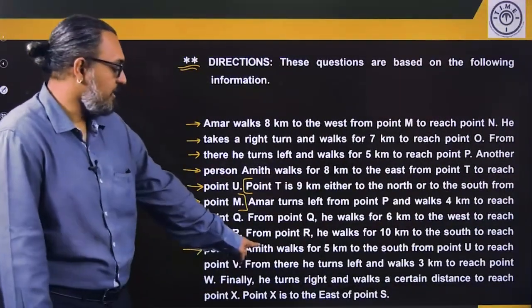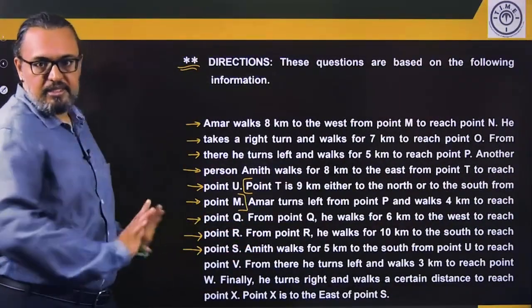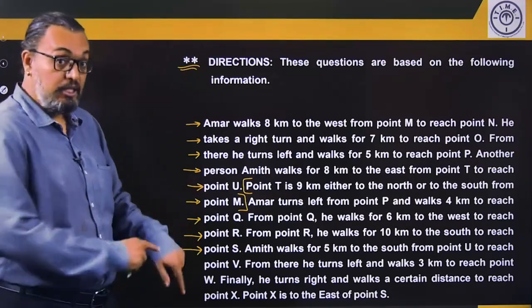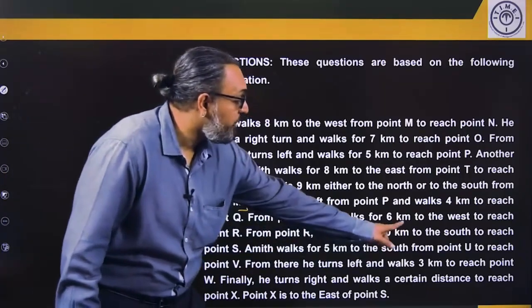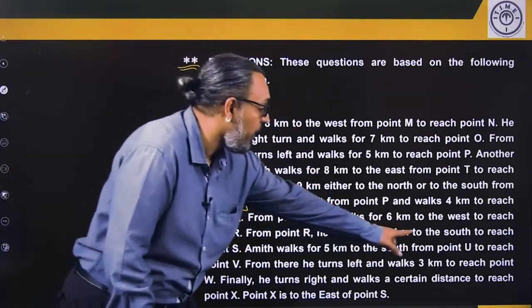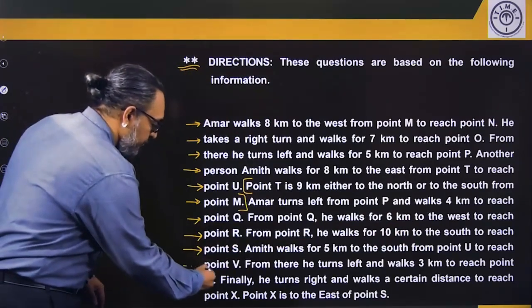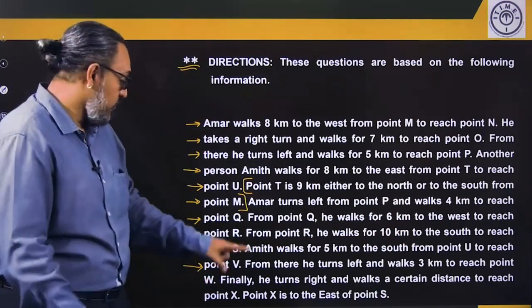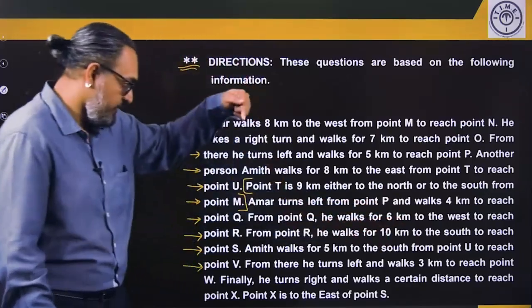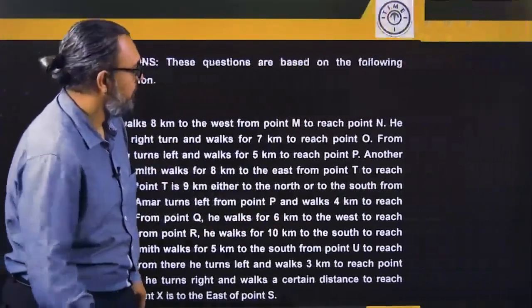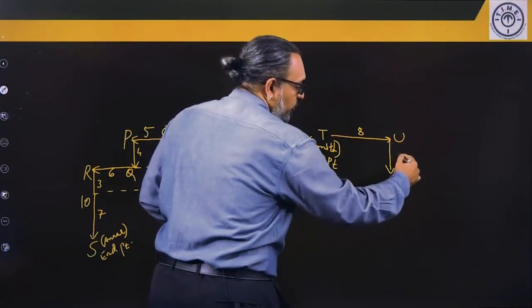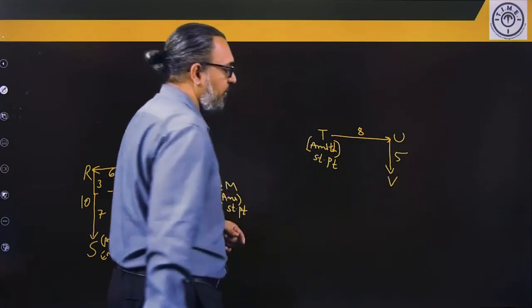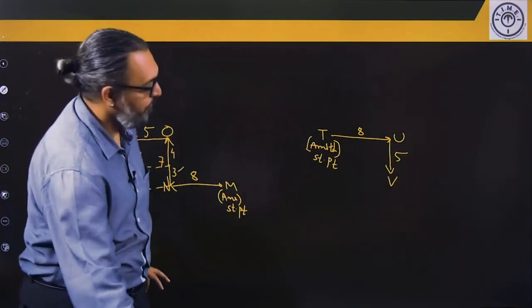Now why? Because see, after point S again he starts about Amit. So for now let us consider that. Got it? That is the direction of Amar that we have. Now again Amit walks for 5 kilometers to the south from point U to reach point V. So south is below. So from point U south 5 kilometers to reach V. Now that is Amit.